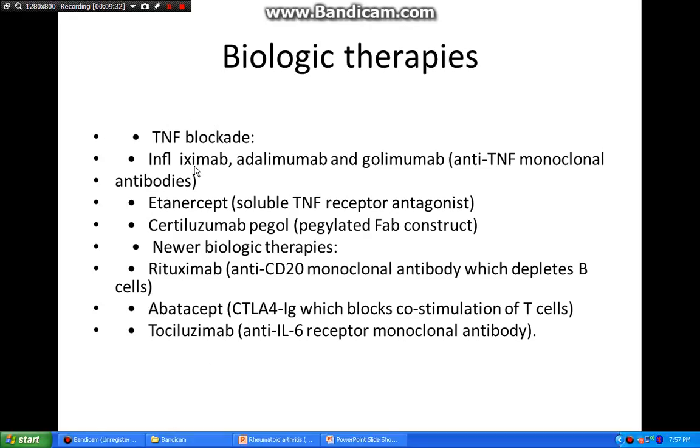And the biological agents that we use are the TNF blockers: infliximab, adalimumab, golimumab, etanercept, certolizumab. New biological therapies: rituximab, also abatacept, tocilizumab. These are the drugs we are using nowadays. Okay, in the next session we will go through some video clips and also look at the examination, so how we can do it.